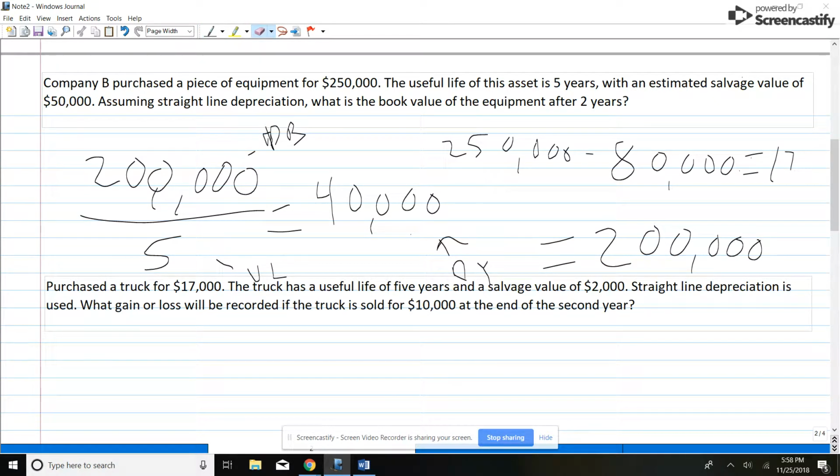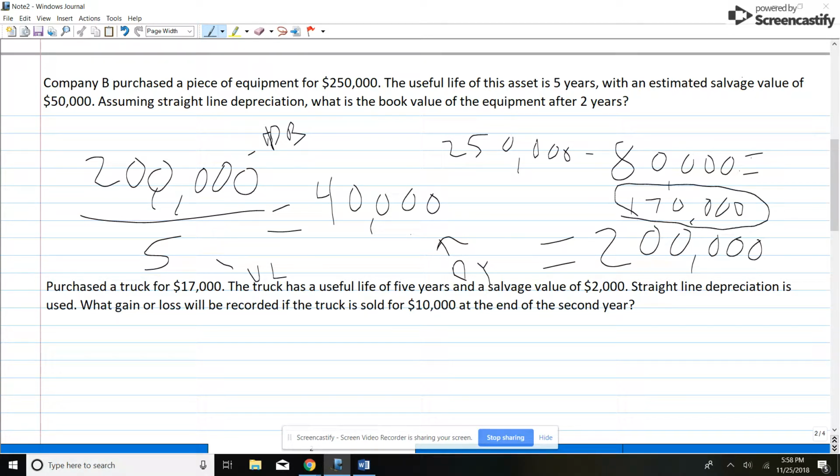Let's get rid of some stuff. Yep. So this 170,000 is the book value after 2 years. This 200,000 is the depreciation base. So hopefully that made sense.